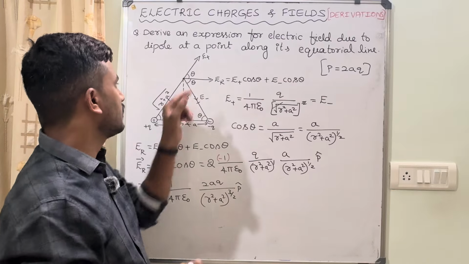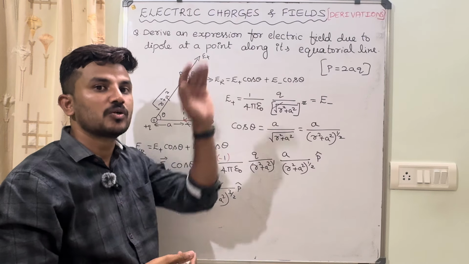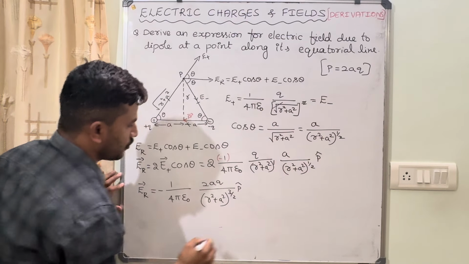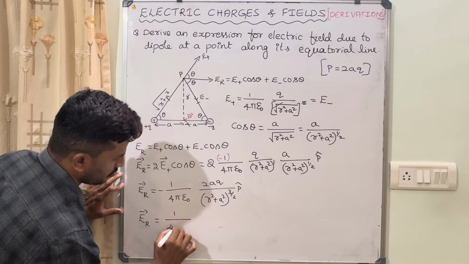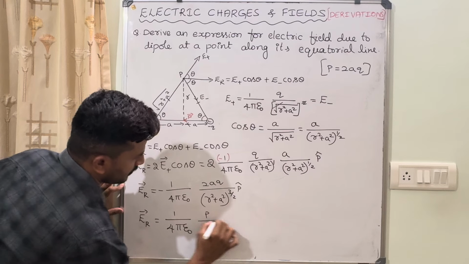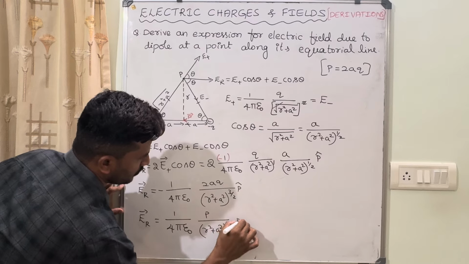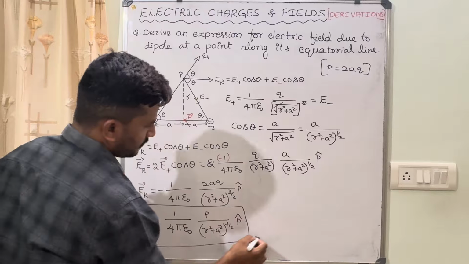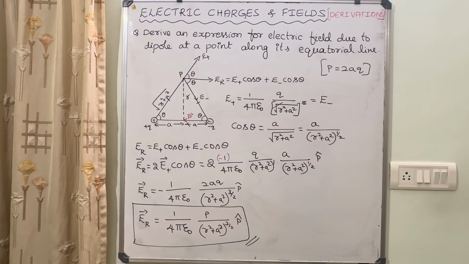Then let a point P be at a distance small r along the equatorial line, and then after that you will derive this, right? So 2aq is called P, dipole moment. E resultant is equal to 1 over 4 pi epsilon naught p divided by r square plus a square power 3 by 2 into p cap. This is your answer. Write down. These are the two derivations. You can pause the video and write.